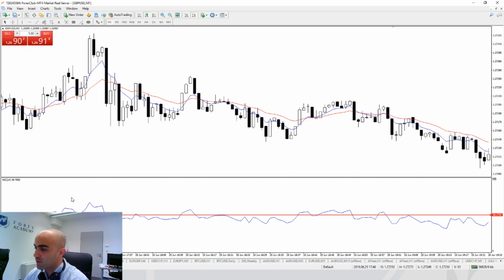And it is very important because when we have the RSI above this 50 level, it means that we should consider a long scenario. On the other hand, when the RSI is below, we have to consider a short scenario. And these are pretty simple tasks to achieve.